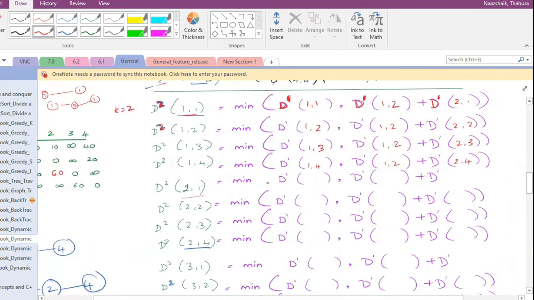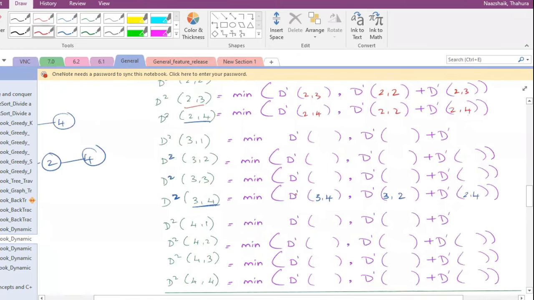This is for 2 to 1 directly, or I can go to 2 and from there to 1. This is 2 to 2 directly. 2 to 3 is direct, or I'll go via intermediate vertex 2, 4. Let's solve this also.